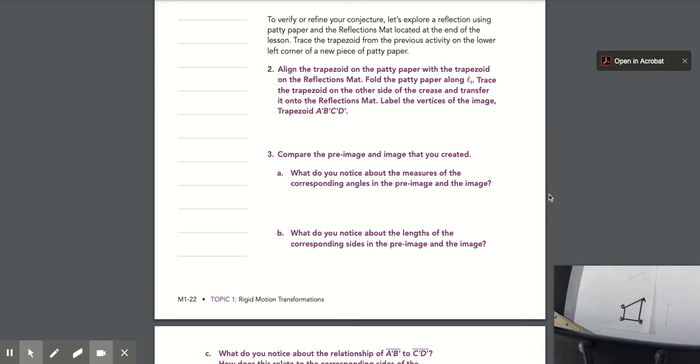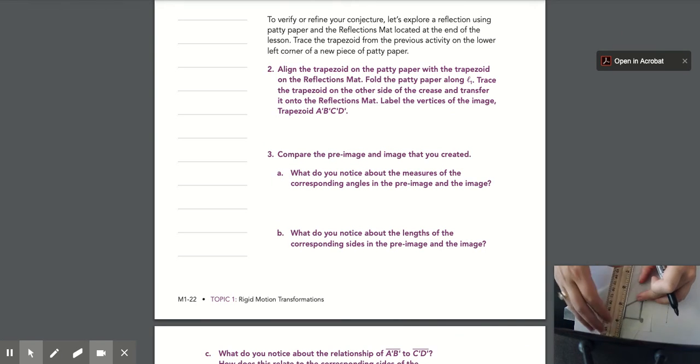Okay, so it tells us to fold the patty paper along L1. So you're going to take your patty paper. I'm just going to put my marker down. And you are going to fold it along L1. So keep your trapezoid on top of there and fold your patty paper along L1. Okay, so it should look like this. So you should have your patty paper on top of your original, and now you are going to draw the trapezoid again. Now this is going to be our second figure, okay?